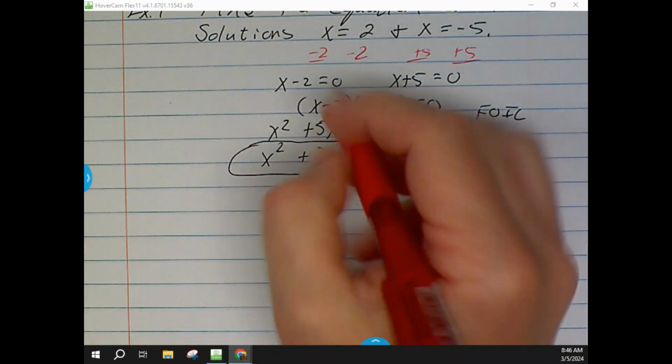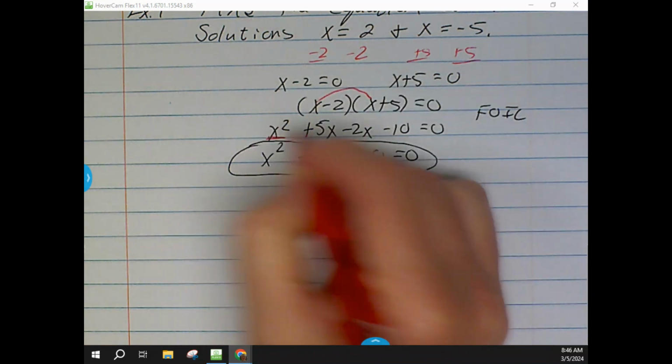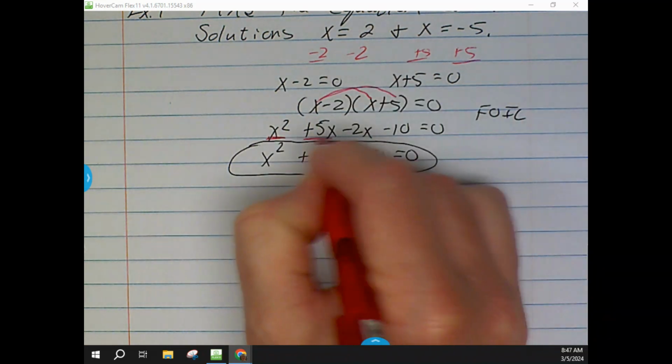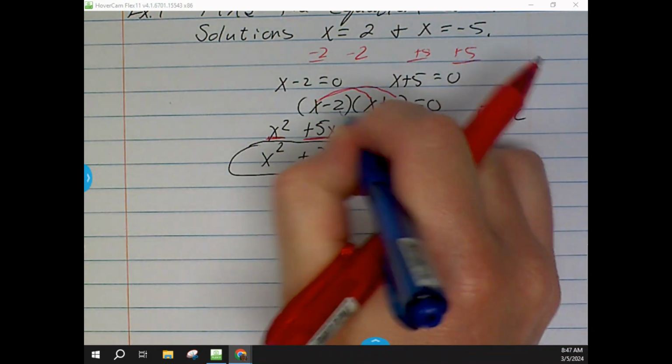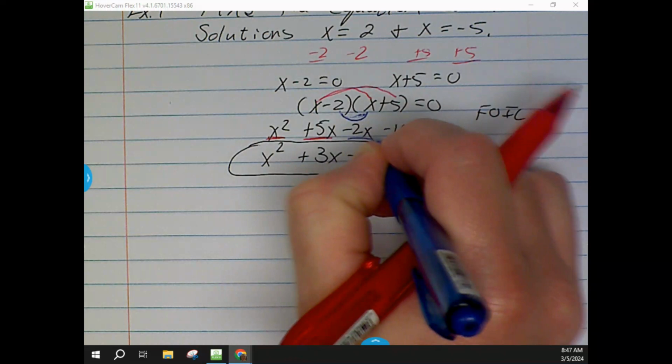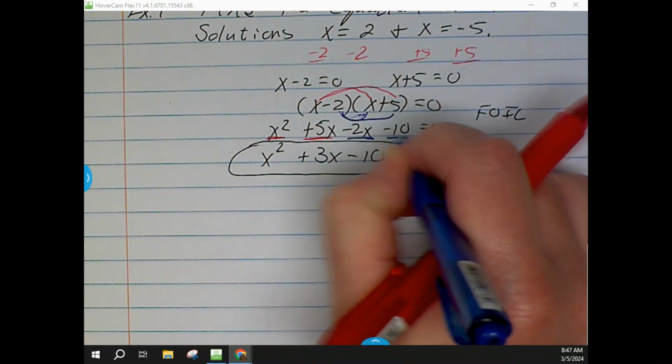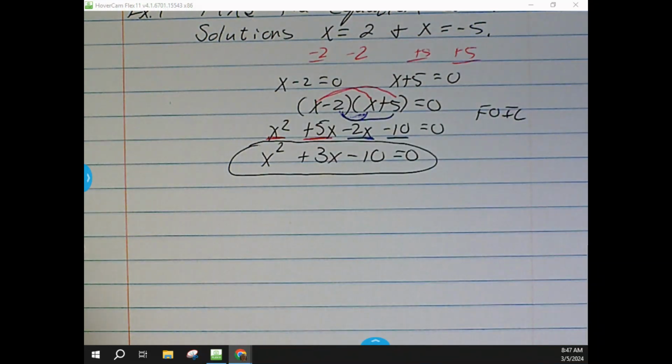Yeah, so we've got x times x for x squared, x times 5 for the 5x, -2 times the x, -2x. There you go. Yeah, so it's double distributive property.